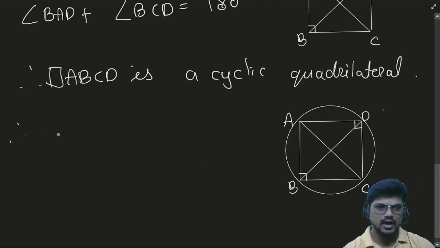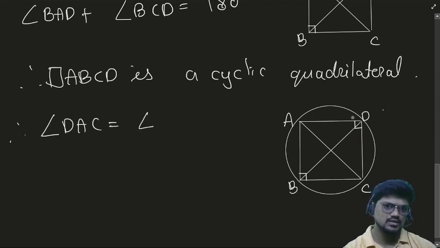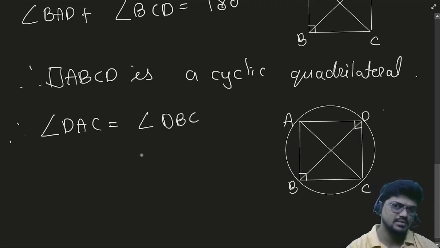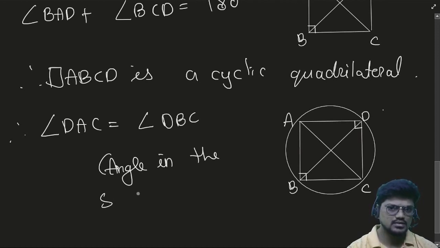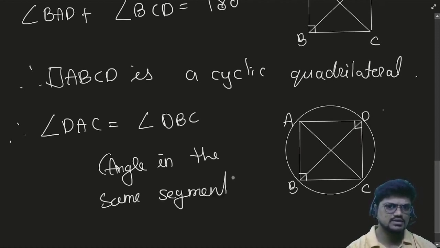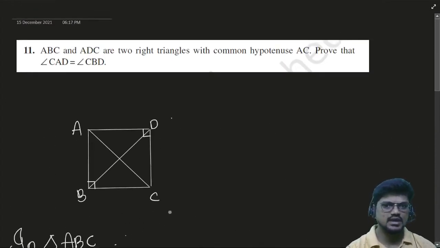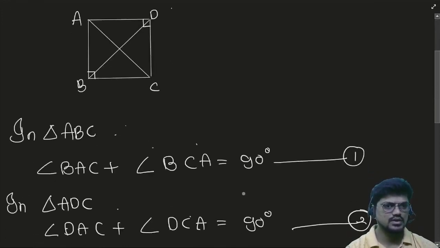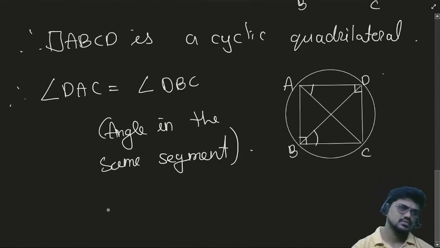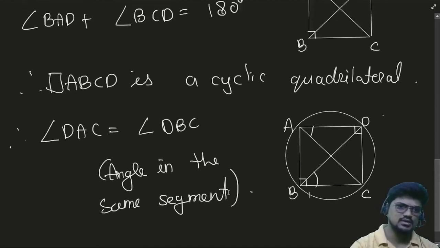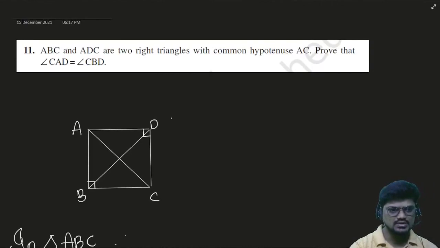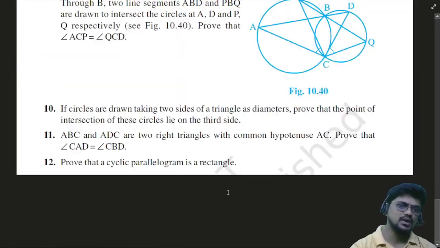So therefore, angle DAC will be equal to angle DBC by what property? Angles on the same chord, or angles in the same segment? Angles in the same segment. And then what we can say? That these two angles are equal, and that's what is required: angle CAD and angle CBD. That's what is required. Got it? Angles in the same segment.